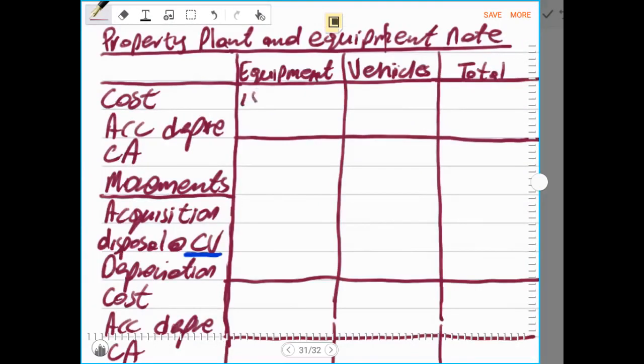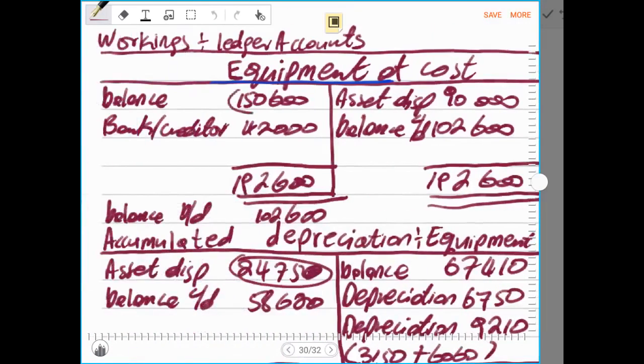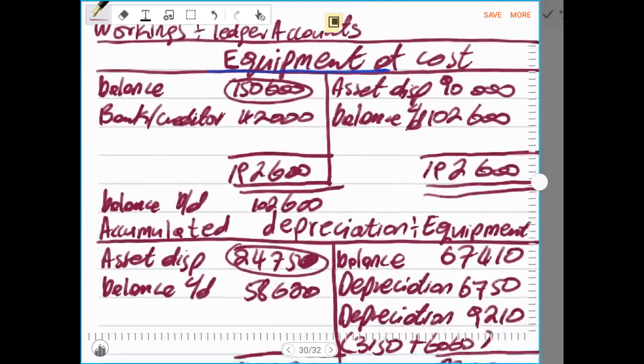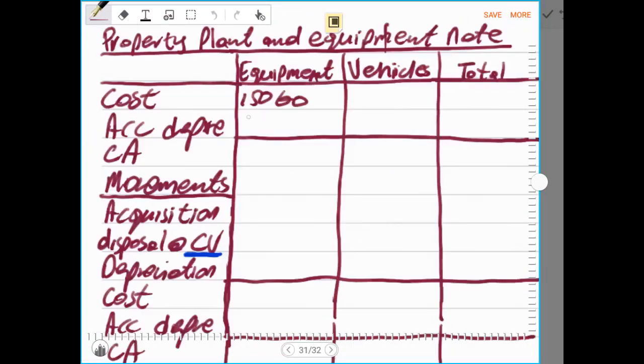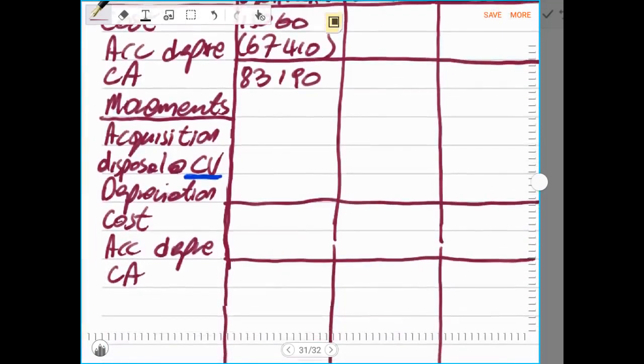Then cost will be 150,600, which comes from the ledger account, 150,600 opening balance. Then we record the opening balance of the accumulated depreciation, 67,410, opening balance negative 67,410, and that will give us the carrying amount of 83,190. 83,190 for equipment. Then after we come to the section of the movements, we have acquisitions.